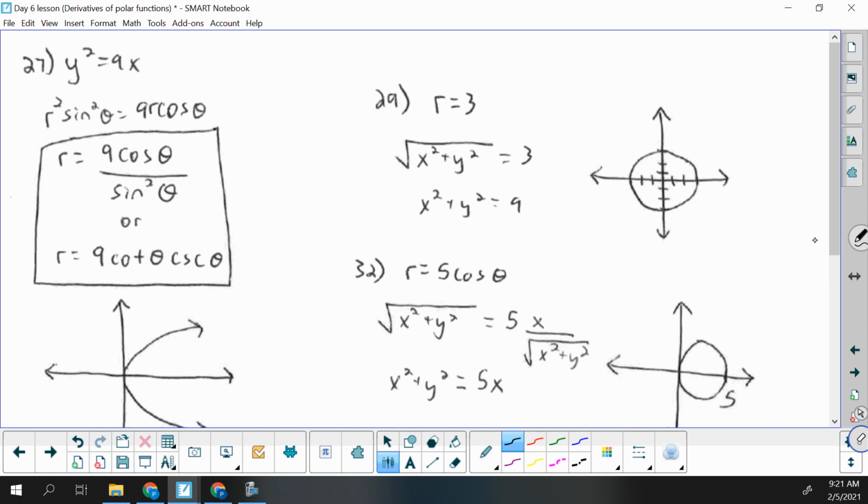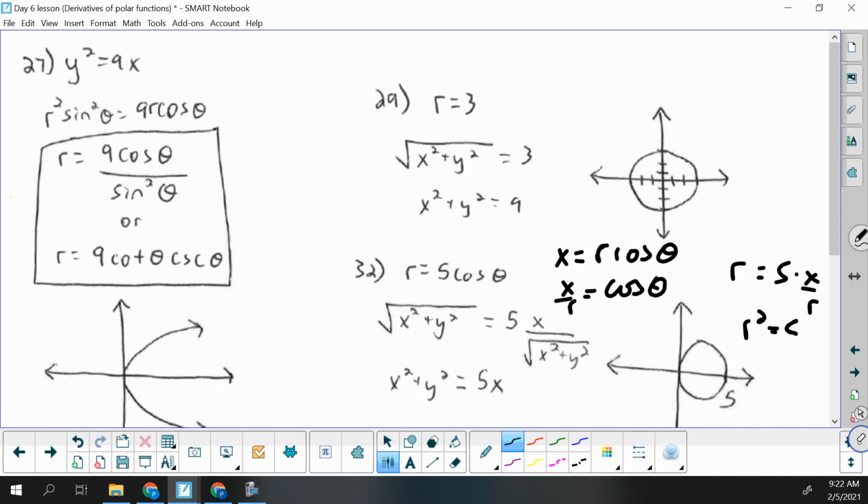So originally I would say think of, because x is equal to r cos theta, think of your cos theta as equal to x over r. So then we have r is equal to 5 times x over r. Multiply your r over and you get r squared equals 5x. And then your r squared is just equal to x squared plus y squared. That might be a little easier to think about than putting the square root of x squared plus y squared in right away.